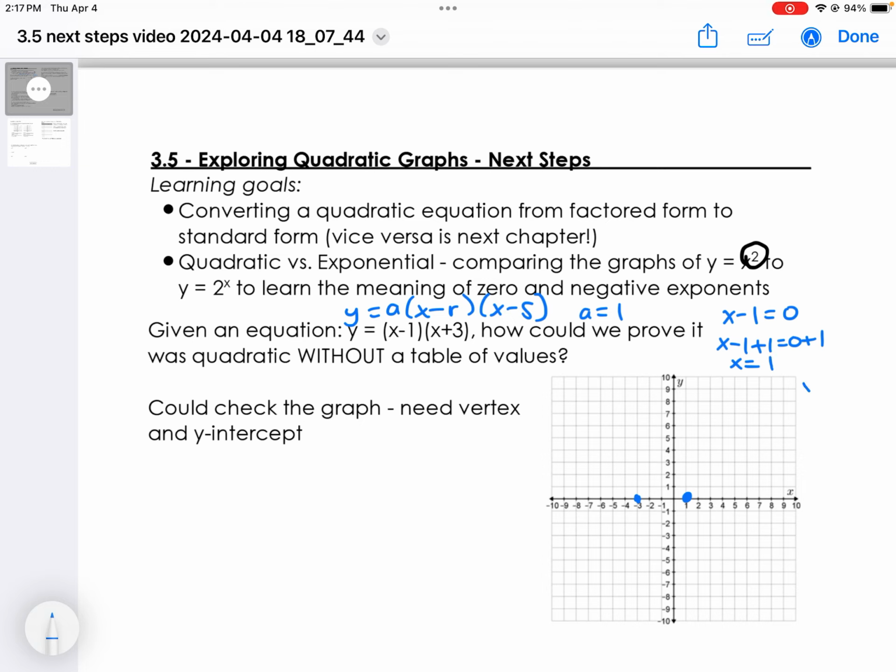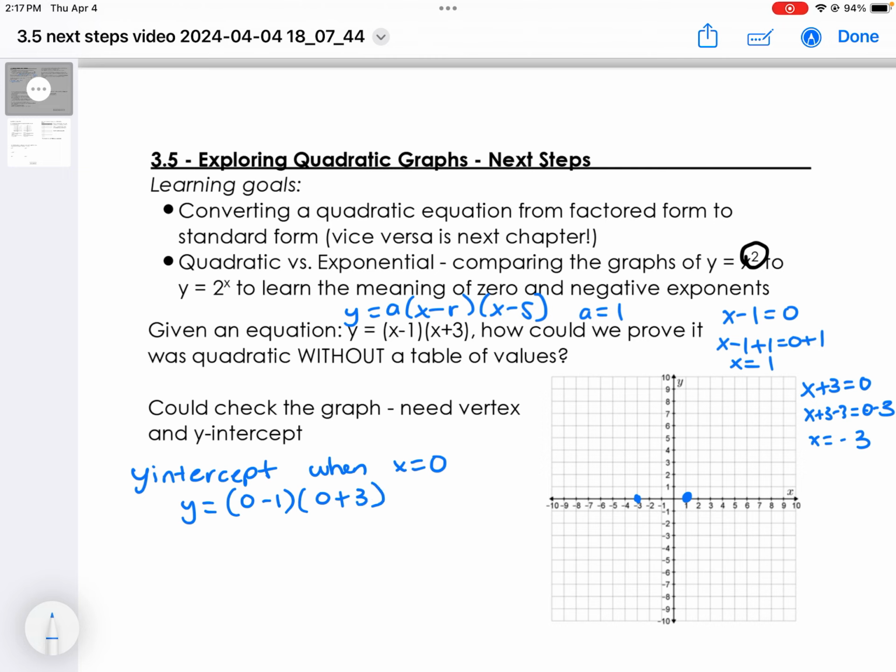So we get +1 and -3. The y-intercept is a little easier than the vertex, so I'm going to do that first. When x equals 0, okay, so my parabola has to cross the y-axis at -3.